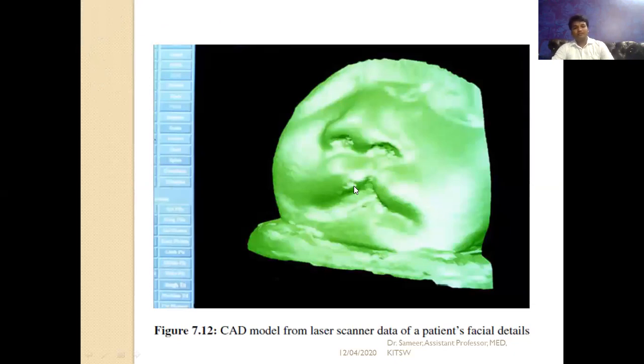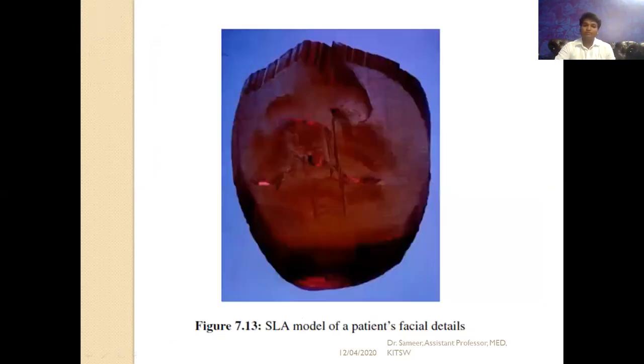In this slide, we can see the CAD model from the laser scanner data of the patient's facial details. We can reconstruct the facial details of the person as a CAD model. And this image shows us the SLA model of the patient's facial details. This is the stereolithography apparatus model of the patient's facial details.